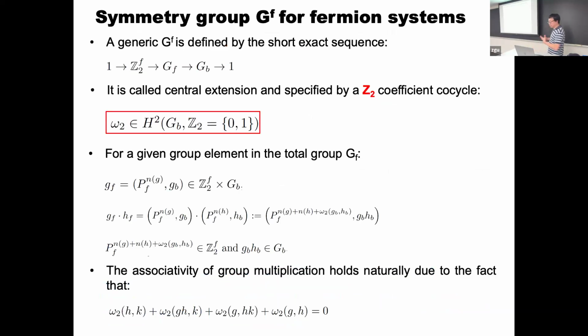So now the essential part of this talk today is about the fermion system. I believe people doing math are very familiar with the so-called definition of fermionic symmetry. This is a short exact sequence. It's a fancy way to say that this Z2F is a normal subgroup and GF is the total symmetry. So you can also use the quotient group notation: GB, the bosonic symmetry, just equals GF, the total symmetry, quotient by Z2F. This may be the language that is much easier for physicists to understand.